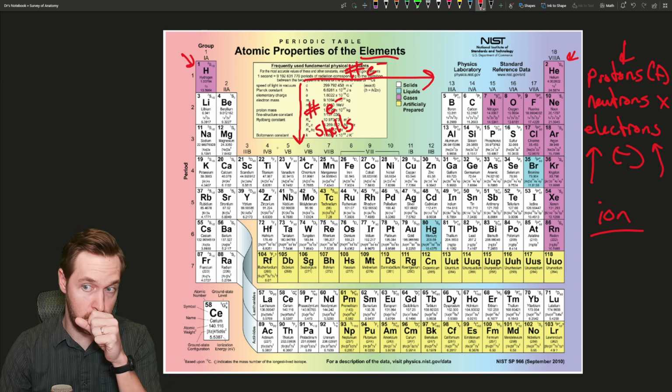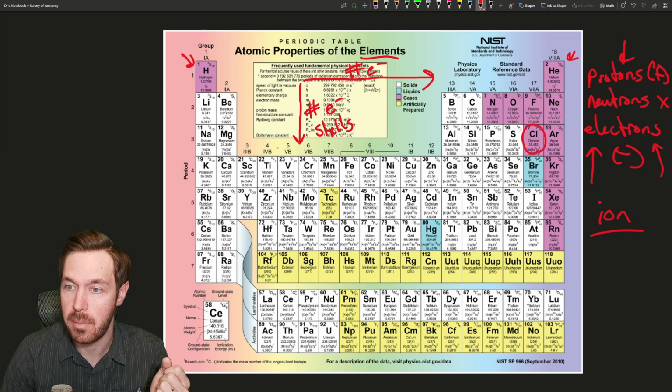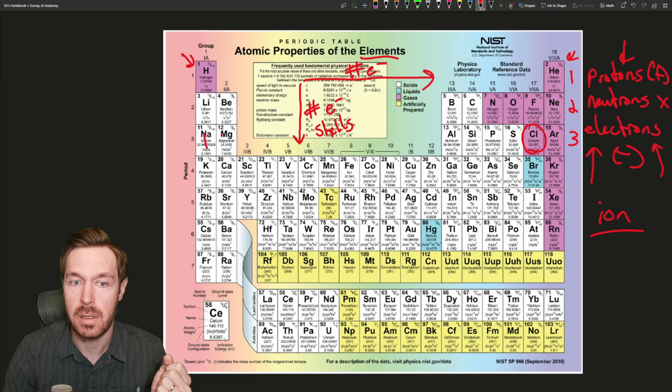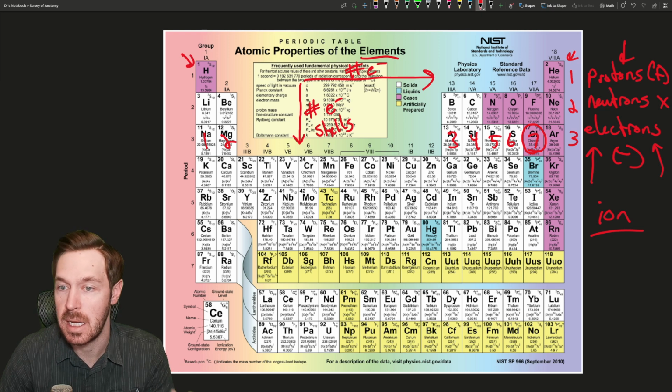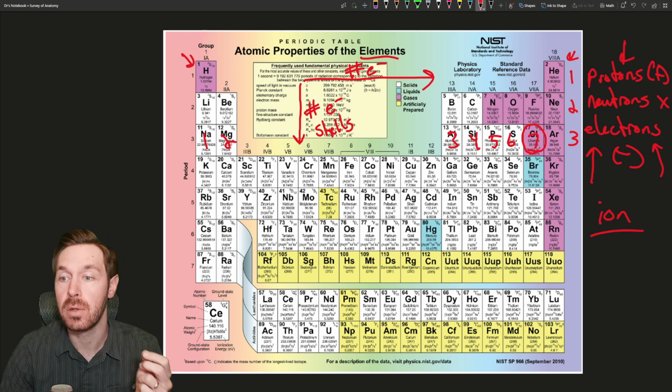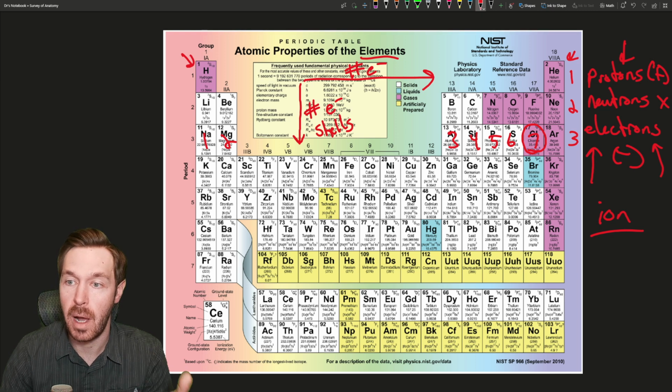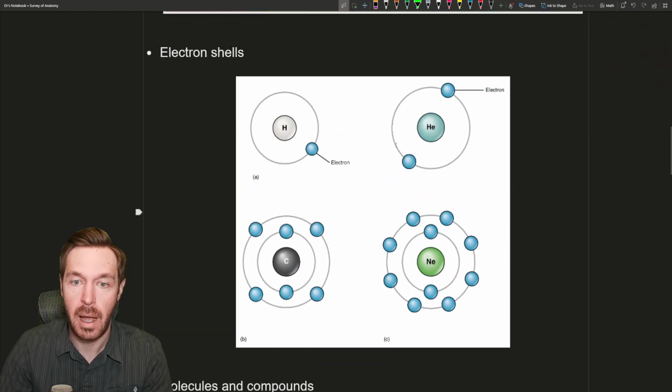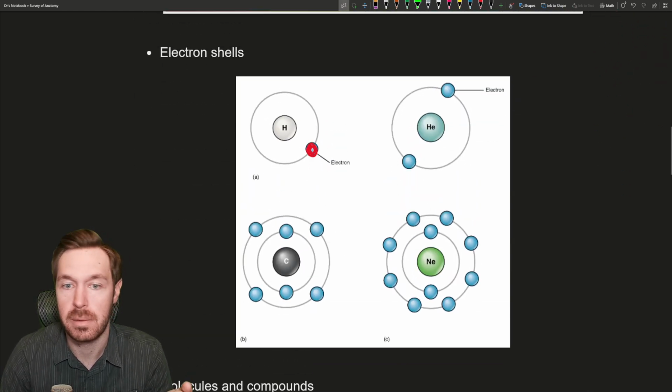So if I was drawing a chlorine atom right here, it would have 3 electron shells, and 7 electrons in the outer shell. So we know exactly what that atomic picture is for a chlorine atom. So oxygen, 2 shells with 6 electrons in that outer shell. So here, hydrogen has a single electron in that outer shell.